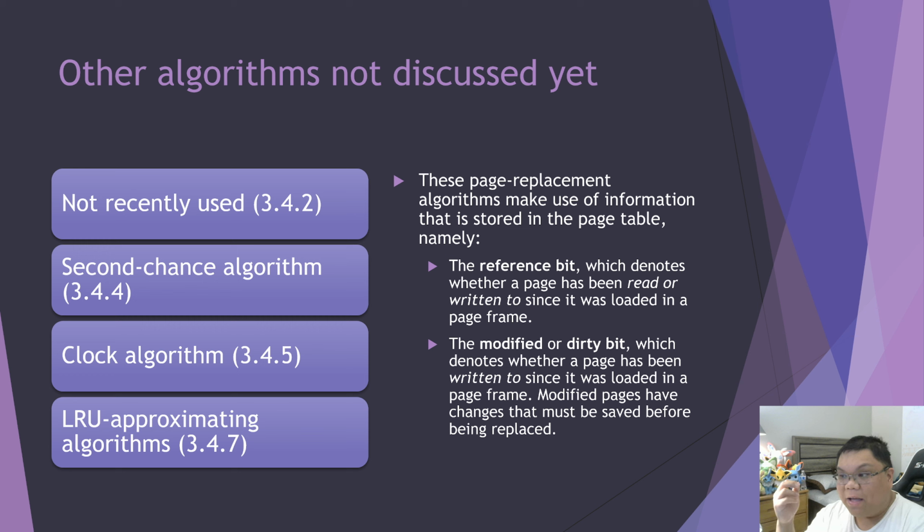We talked about the page table, and it had several bits that determined what happened to the page. The reference bit denotes whether a page has been read or written to since it was loaded. The modified or dirty bit denotes whether a page has been changed. If we make changes to a page, when we select that page to be replaced, we need to save those changes first. But if we have a page that has never been changed, or it's a read-only page, which is probably just as good, if not better.